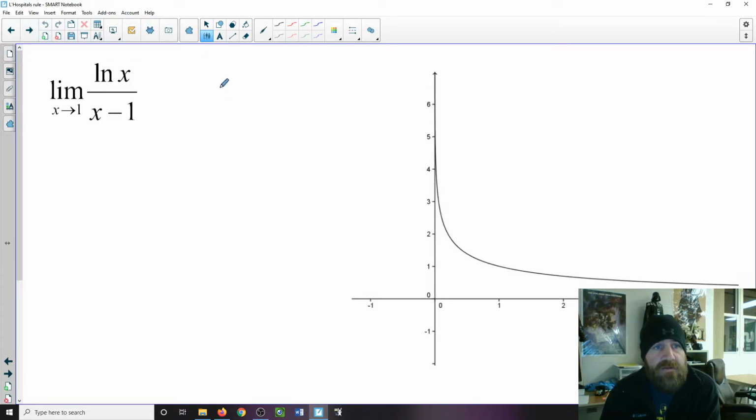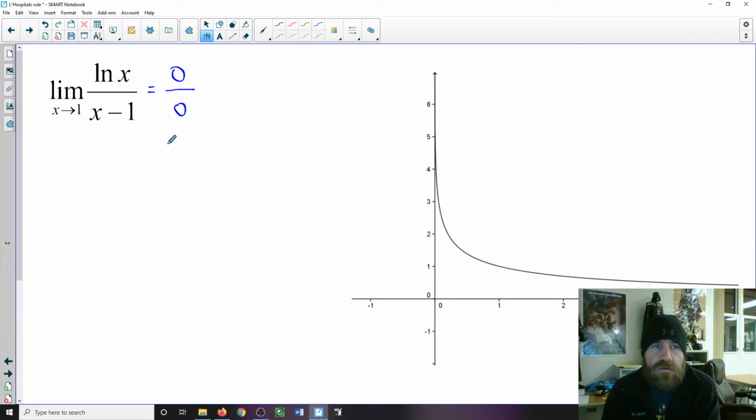First problem here, we have the limit as x approaches 1 of ln x over x minus 1. We know with limits, the first thing we always try to do is plug in the value it's approaching. So we plug 1 in, we get natural log of 1, which we know is 0, and we get 0 on the bottom. So we get this 0 over 0 situation.